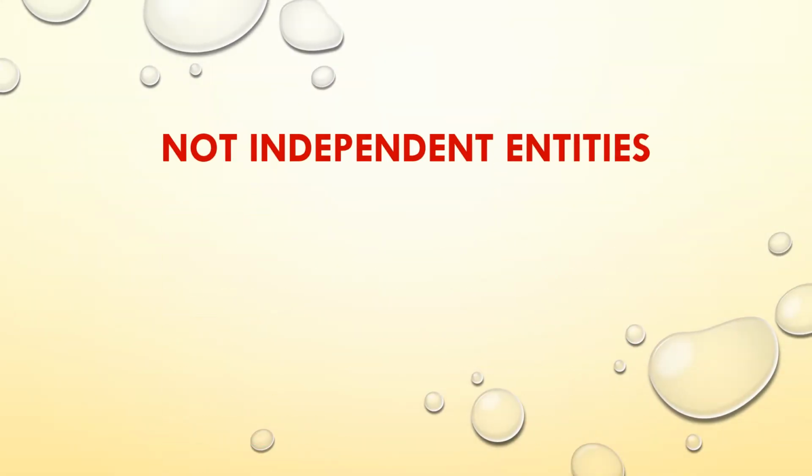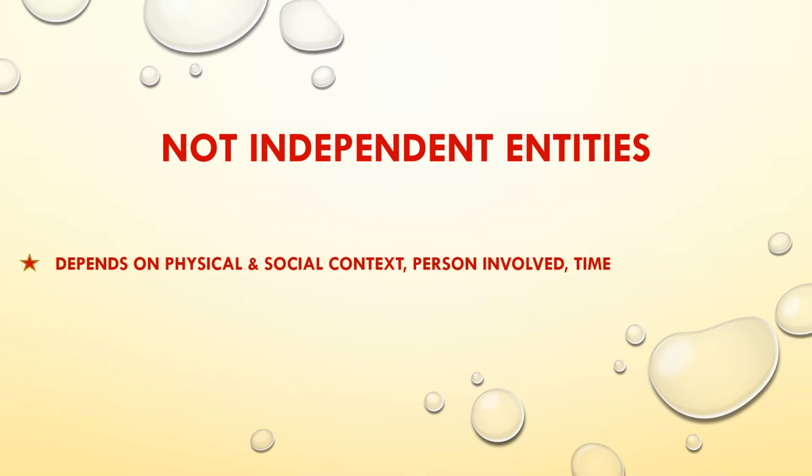Psychological data are not independent entities. They are dependent on something. They are located in a context and are tied to the method and the theory that govern the process of data collection. That is, data are dependent on physical or social context, the persons involved, and the time when the behavior occurred. We behave differently when we are alone than in a group, and we behave differently at home and in office.